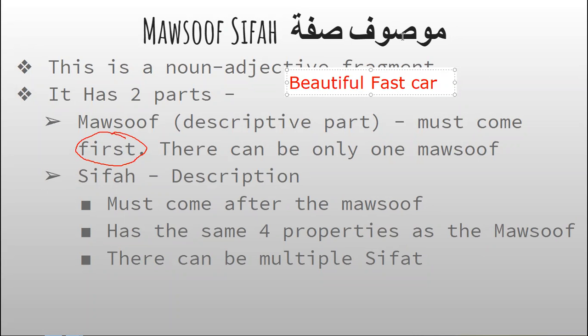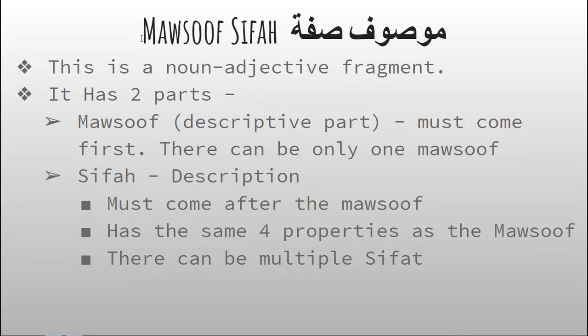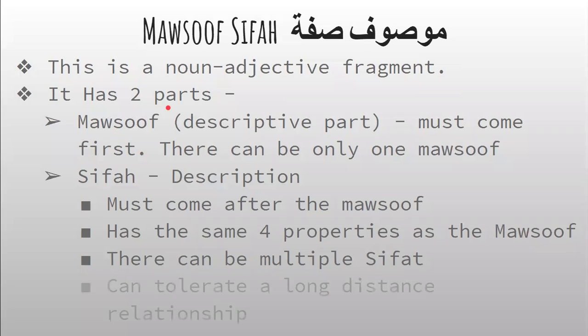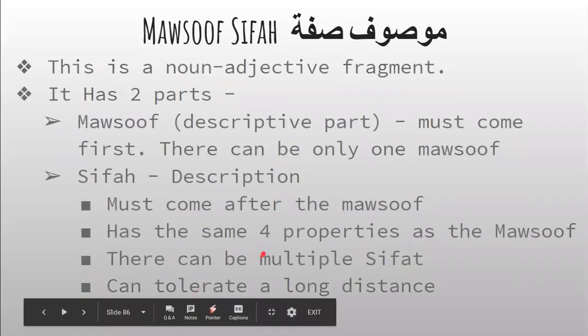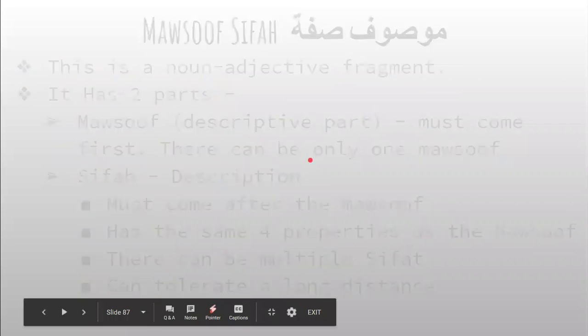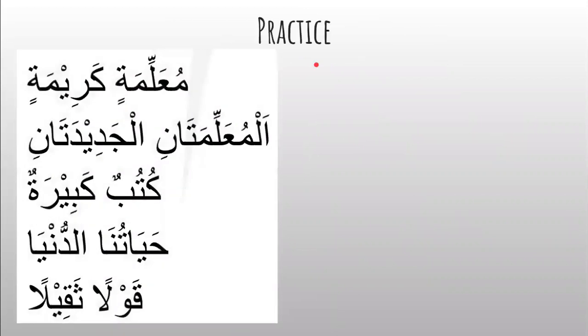But the rule is simple. You have to match all the four properties. If the car is rafa, singular, masculine, and common, then the first must match all four properties, and beautiful also must match all four properties. It is as simple as that. So mawsuf sifa is very straightforward, and there can be a gap between those two words. The mawsuf and sifa can have a gap in between. Let's see some examples from the Quran, and then we can understand it better.